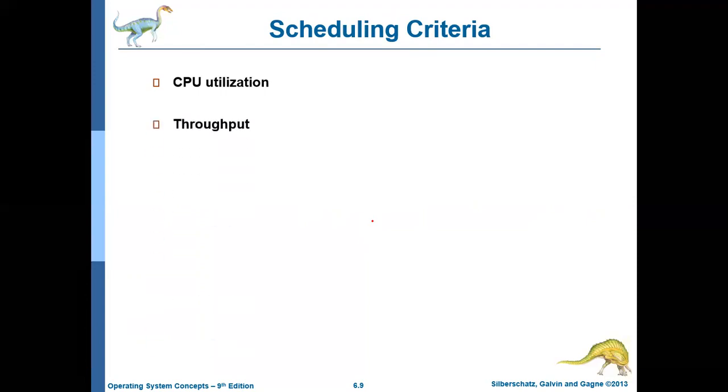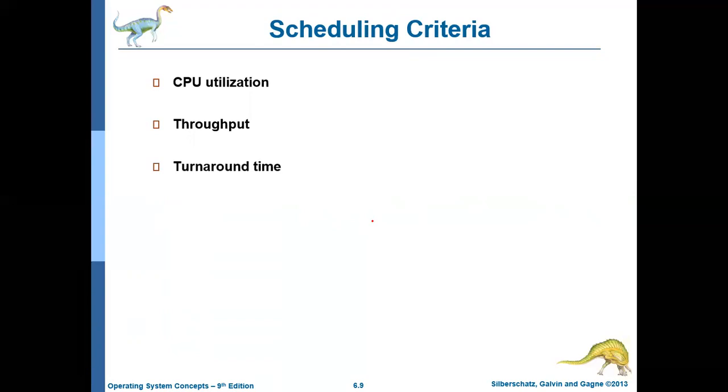The second is throughput. Throughput is defined as the amount of work done per unit time. Here it is defined as the number of processes completed per unit time. So under CPU scheduling, throughput is defined as the number of processes completed per unit time. If it is a longer process, it may be like number of processes completed per hour. If it is small processes, then it may be like number of processes completed per second. Okay, so that is the throughput.